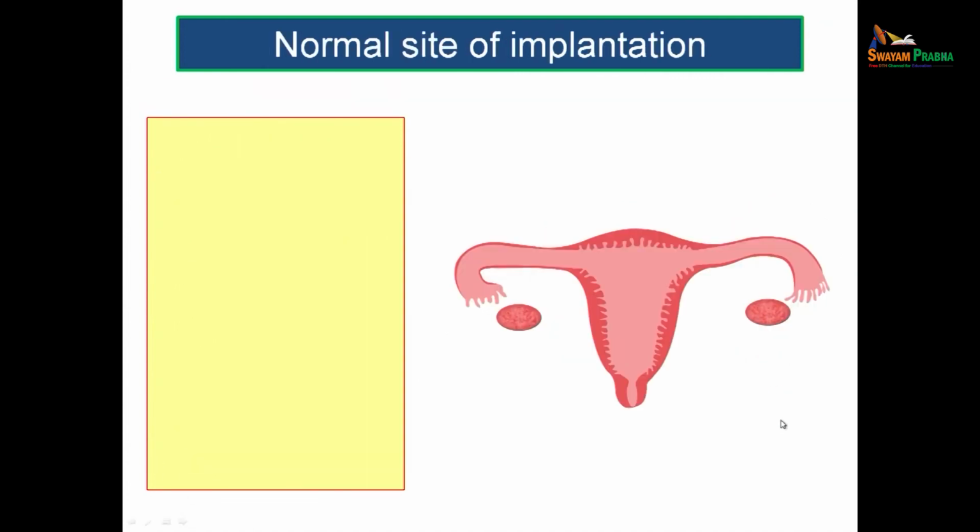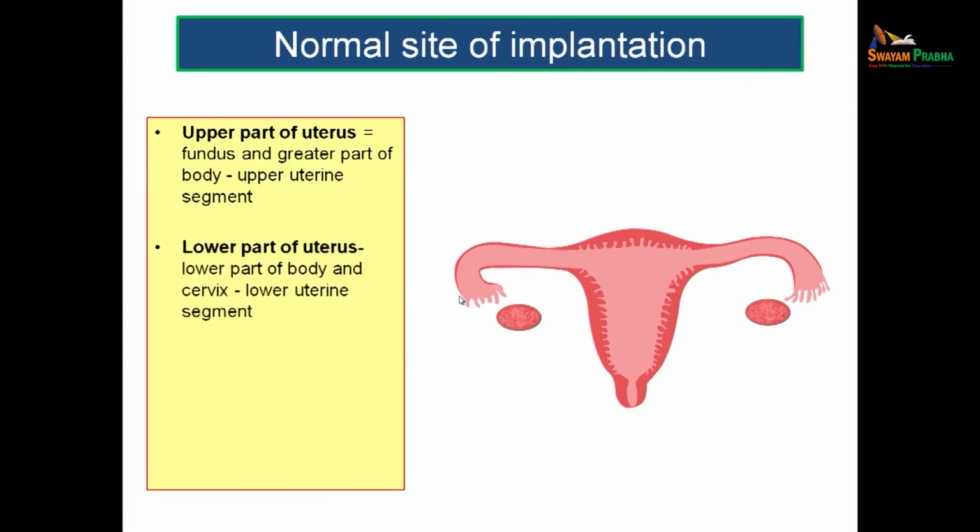So, in preterm labor what happens is there is premature rupture of the amniotic membrane. Considering the normal site of implantation, it is the upper part of the uterus where you have the fundus and the greater part of the body, that is considered as the upper segment of the uterus. It is to the upper segment of the uterus you have the normal implantation of placenta, and the lower part of the uterus is actually the lower part of the body, the cervix. So, altogether you call it as lower uterine segment. So, placenta normally attaches to the upper uterine segment.